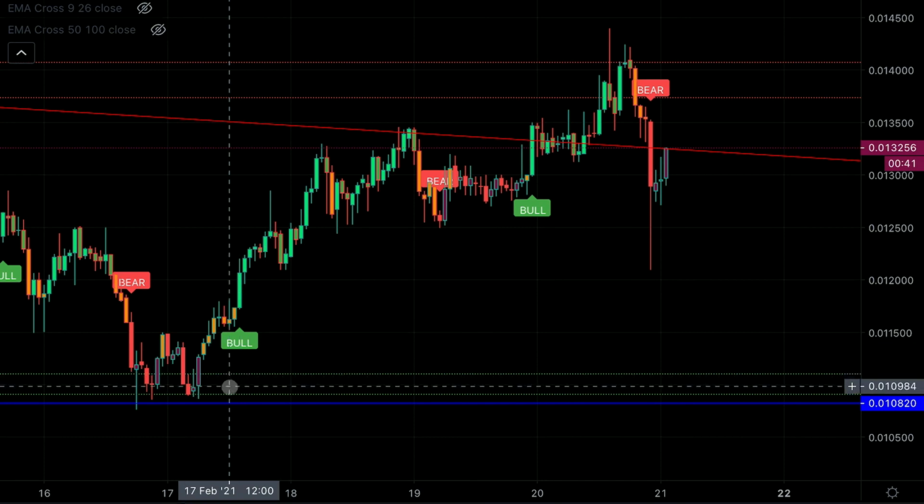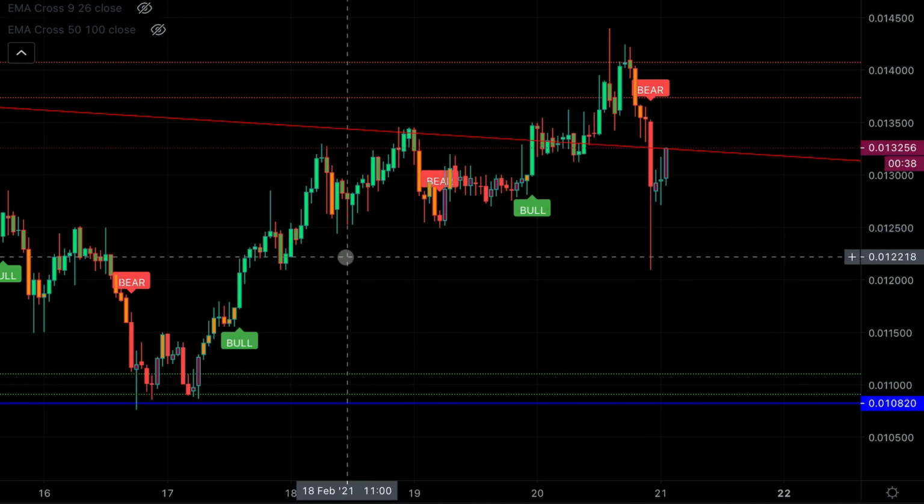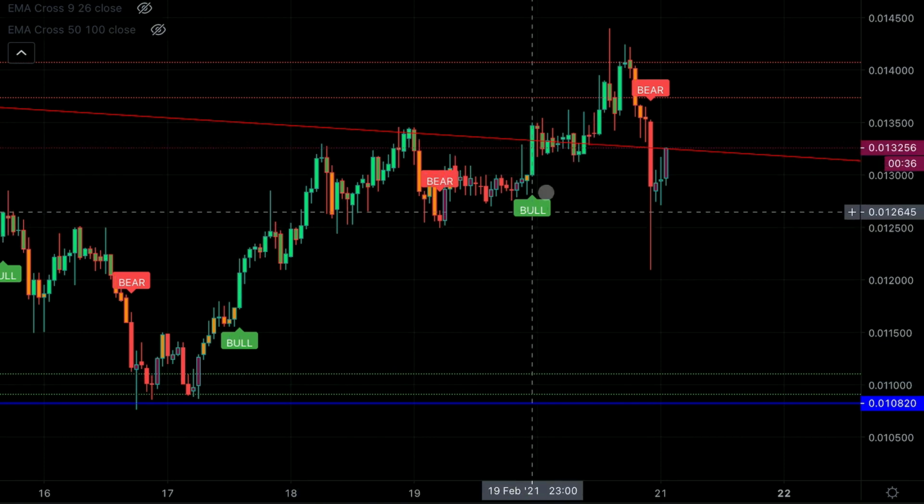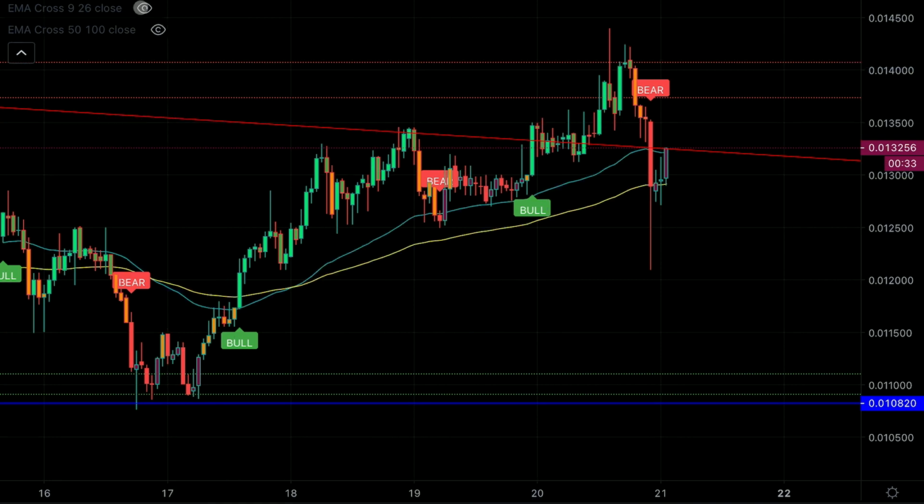Alright guys, so that's how you can apply multiple time frame analysis to your trading and pile indicators on top of it as well to confirm or deny a trade's position.